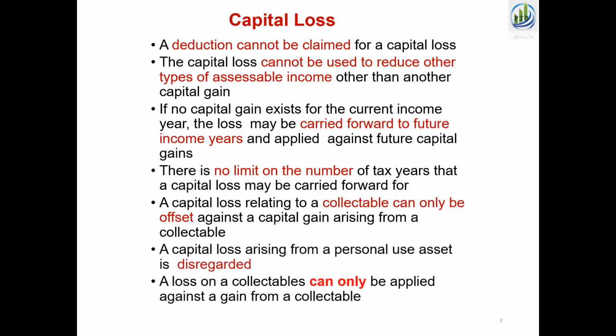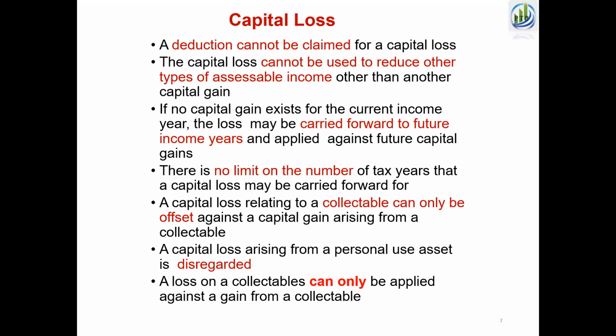Second one, if you make any loss from your personal use assets, your dining table, your wall hanger, your chairs and tables and beds, any electrical appliance you use in your home, that loss will be disregarded. You cannot carry it forward, you cannot offset it against any other assets, it will be fully disregarded, right? The loss on the collectible can only be applied against the gain from collectibles. That's the one I already explained to you.